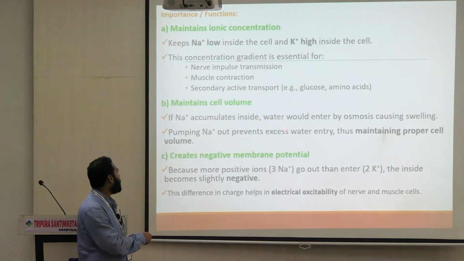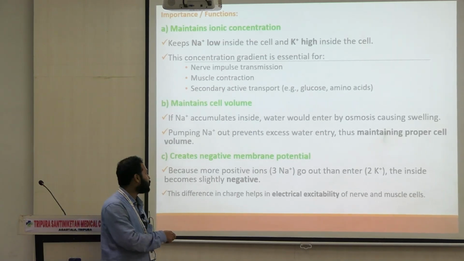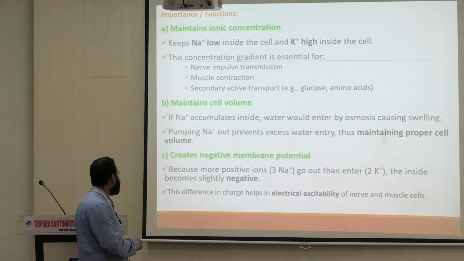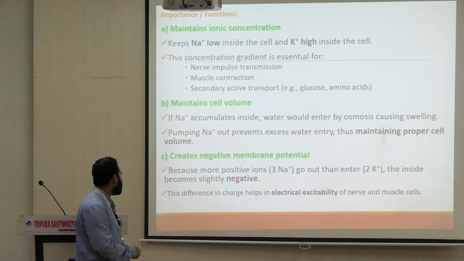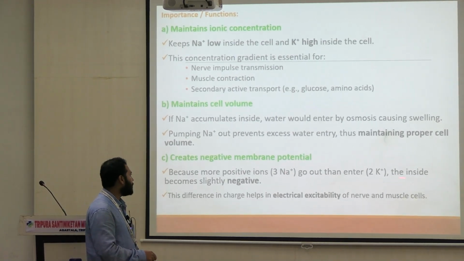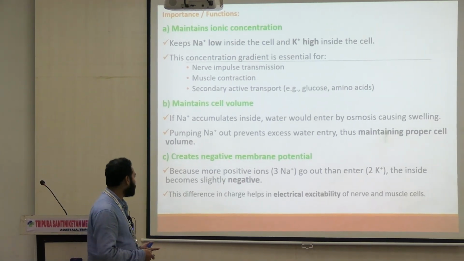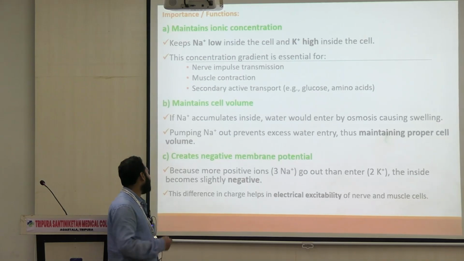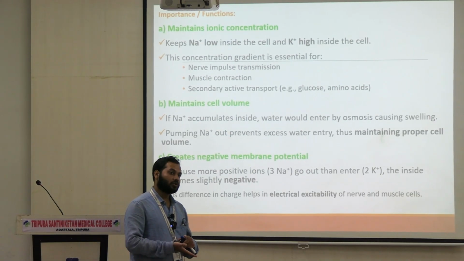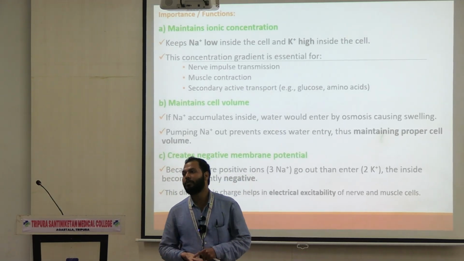Pumping of sodium out prevents excess water entry, and by this mechanism, it helps to maintain the proper cell volume. It also creates a negative membrane potential because more positive ions go out than the 2 potassium ions that enter inside. So both sodium and potassium ion distribution help to maintain negativity across the cell membrane. So this is why the sodium potassium exchange pump is important from a functional point of view.